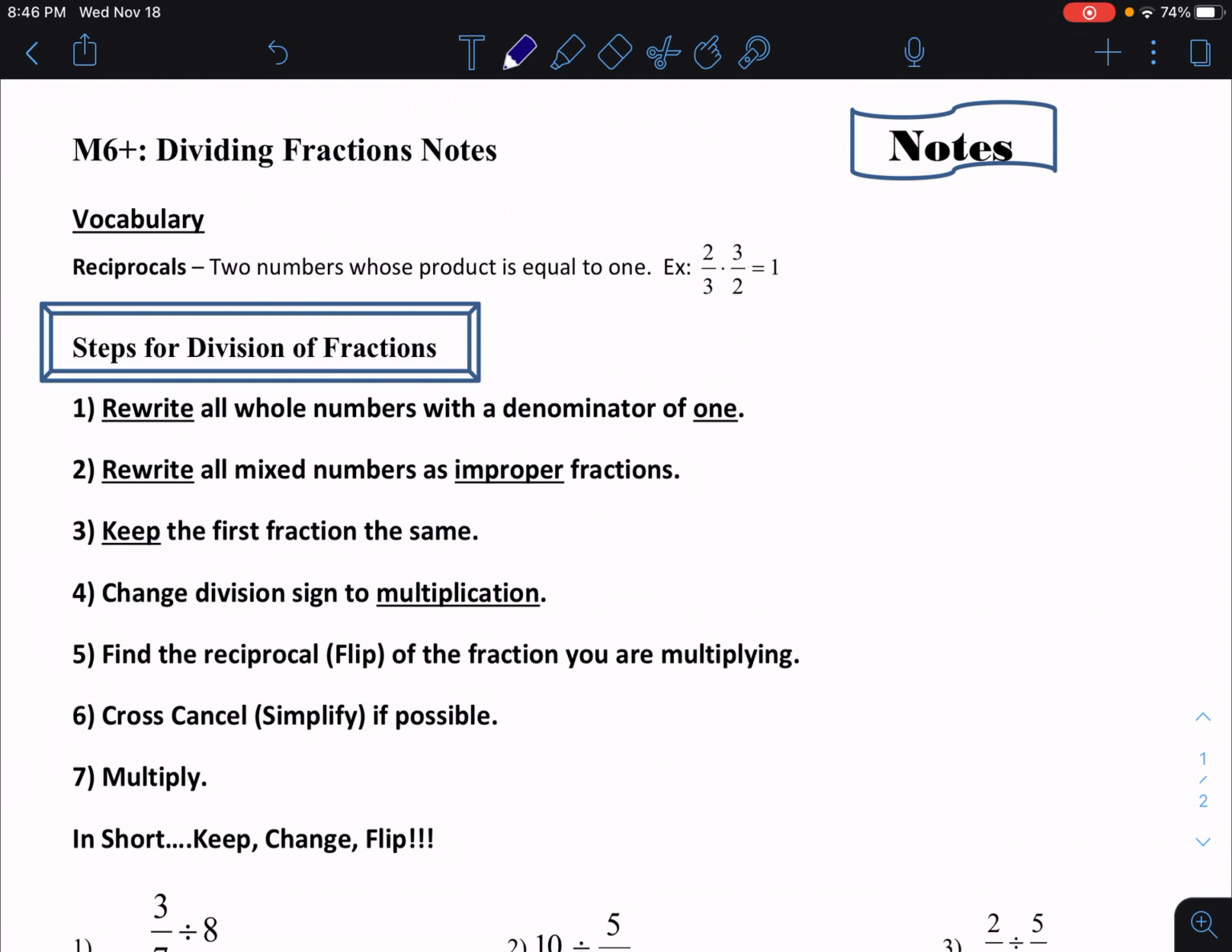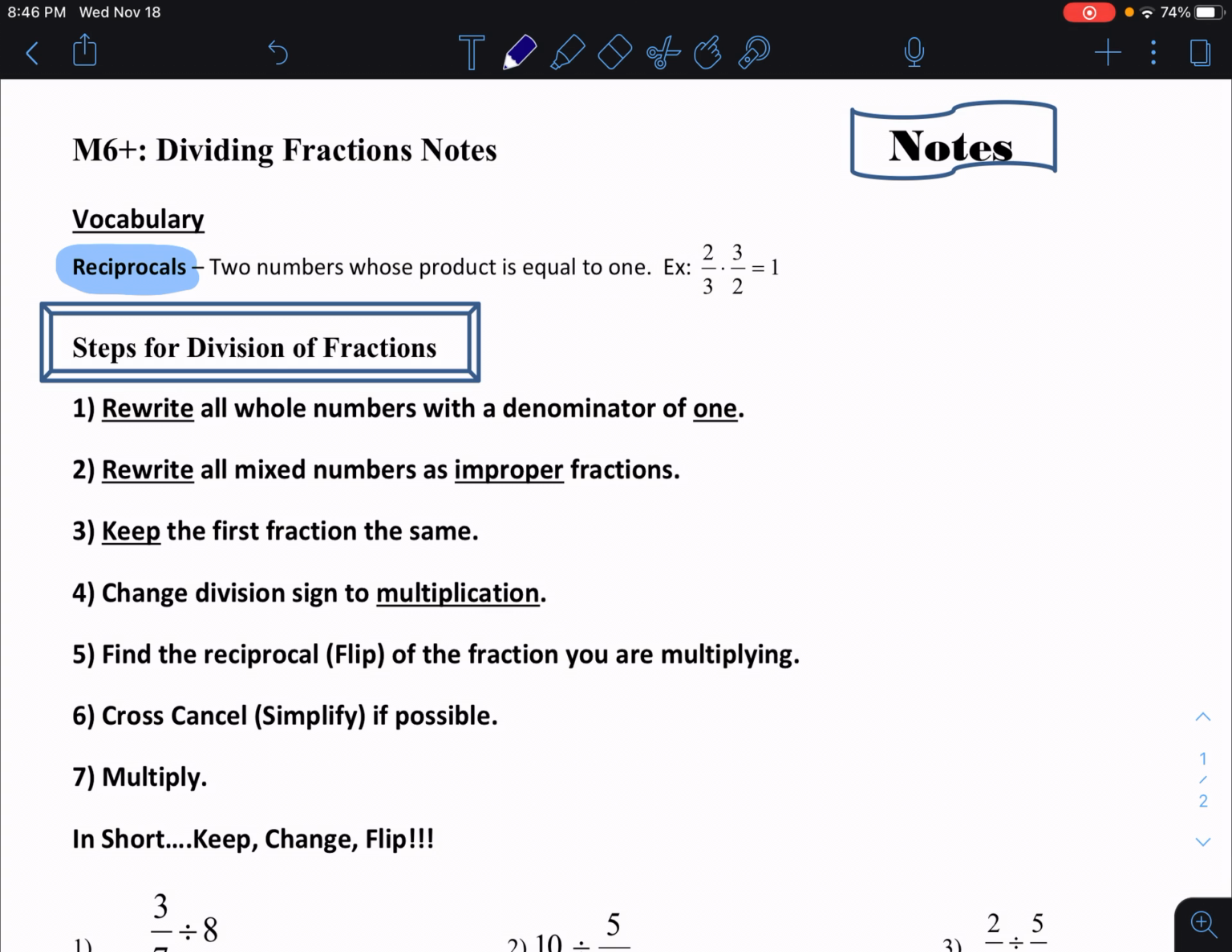Hey everyone, today we are going to be dividing fractions. We're going to talk about a little bit of vocabulary here before we get into the steps for dividing. We're going to talk about what a reciprocal is and how we use it in dividing fractions.